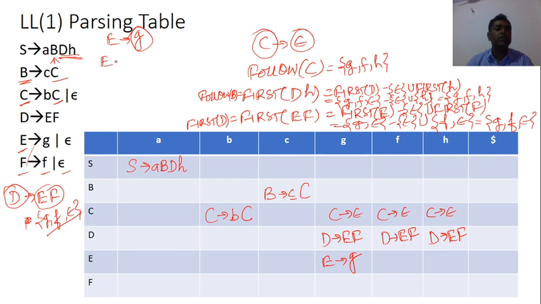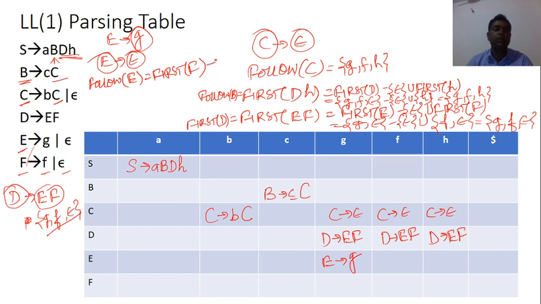Then consider the production E derives to empty. This is your alpha. Find out first of alpha, that is first of empty. If that contains only empty, then you have to find out follow of E. And what is your follow of E? Follow of E is equal to first of F. And you know that first of F contains empty, because first of F is F comma empty.